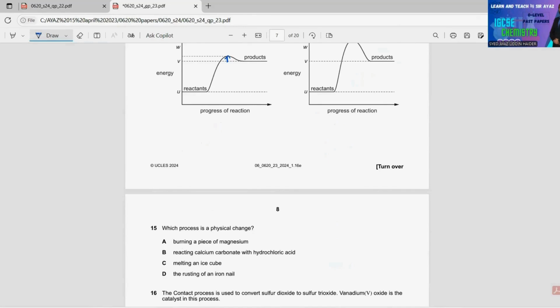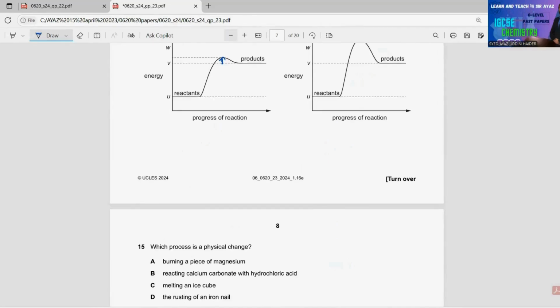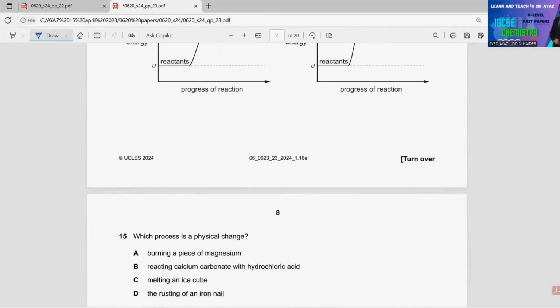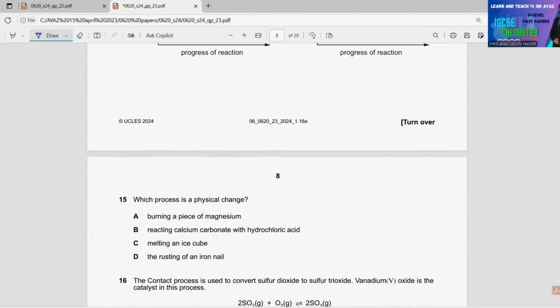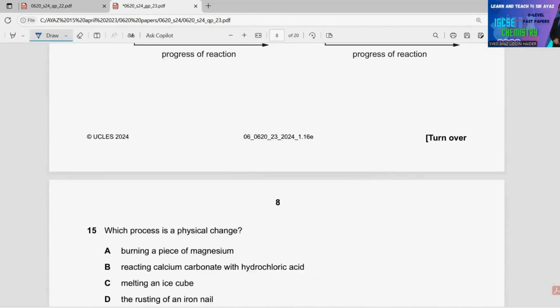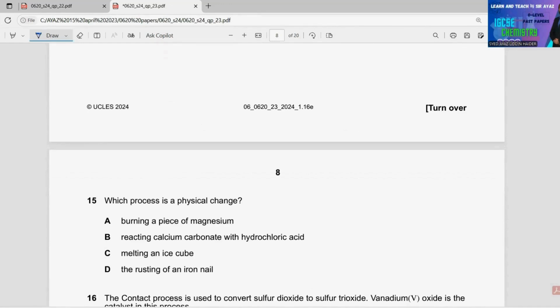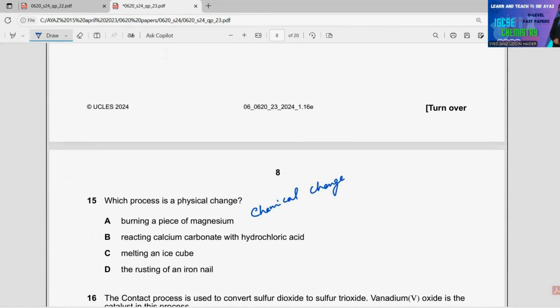Moving to next MCQ, which is 15. Which process is a physical change? A. Burning a piece of magnesium. When you burn a piece of magnesium, it will react with oxygen. So it's a chemical change. This is incorrect. B. Reacting calcium carbonate with hydrochloric acid. When you react calcium carbonate with hydrochloric acid, you will get salt, water, and carbon dioxide. So this is also chemical change.